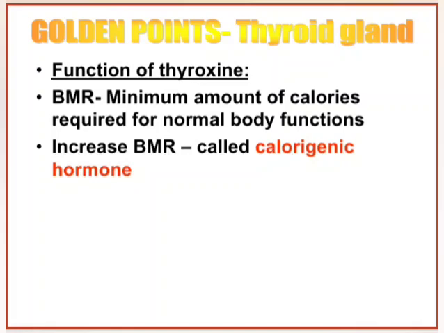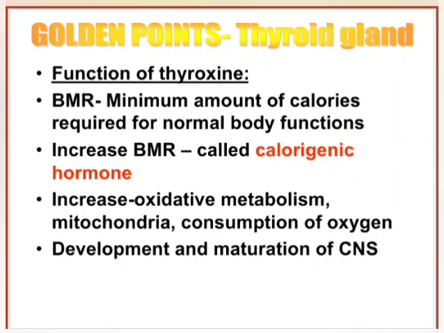That means it increases the energy. Yes, that means it increases the calories. That's why the thyroxine hormone is said to be a calorigenic hormone. Genic means produce. It produces the calorie. So the thyroxine hormone is said to be a calorigenic hormone.